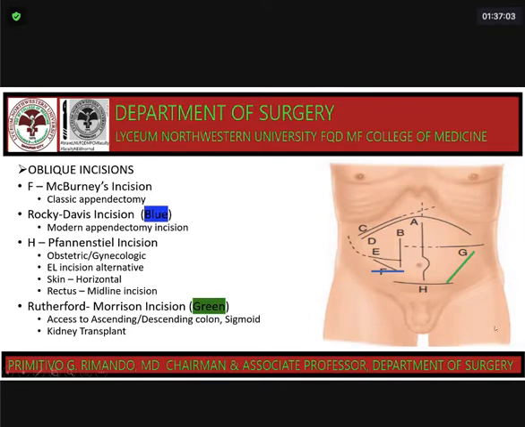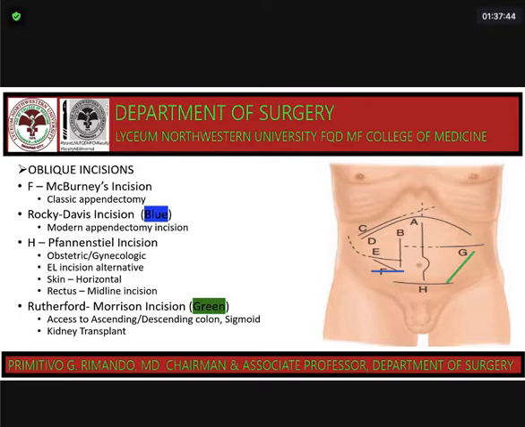Then letter H is your Pfannenstiel. This is horizontal, so it shouldn't be here under oblique. It follows the bikini line in the pubic area, so that even after surgery, you can still wear your two-piece bikini. That's not a joke; some patients actually request that.